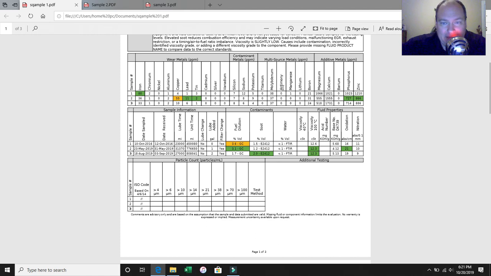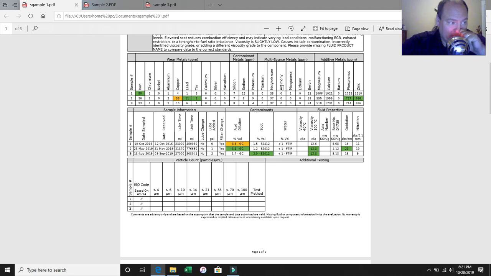Antimony. I definitely had to look that one up. I don't know what antimony was from, but let me find my notes here. Antimony, apparently there's a small amount of antimony in bearings, and grease contains a small amount of antimony also.